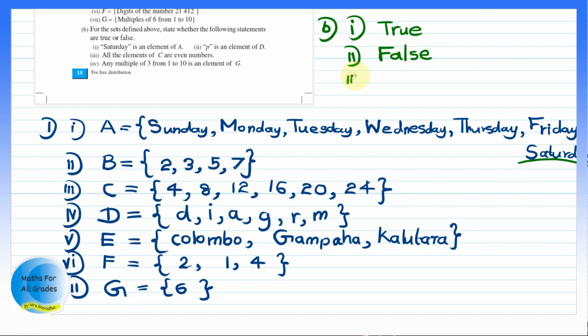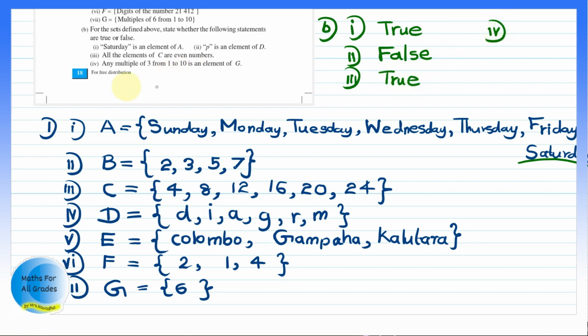Row number 3. All the elements of C are even numbers. Check out all the numbers in the set C. 4, 8, 12, 16, 20, 24. So all these numbers are divisible by 2. That makes the elements of C even numbers. So the third statement is true.